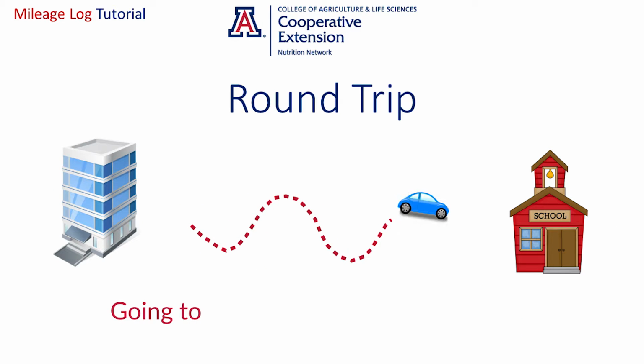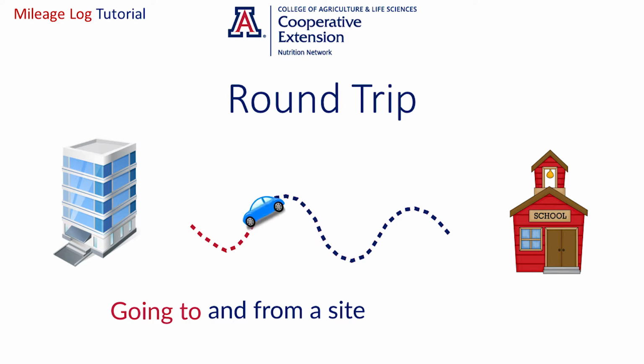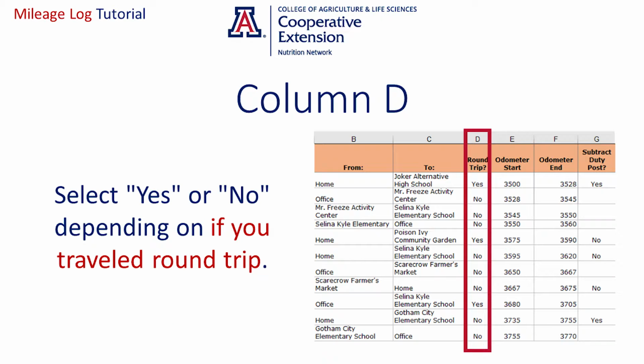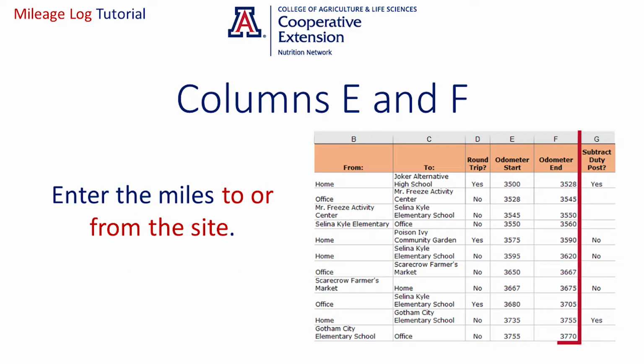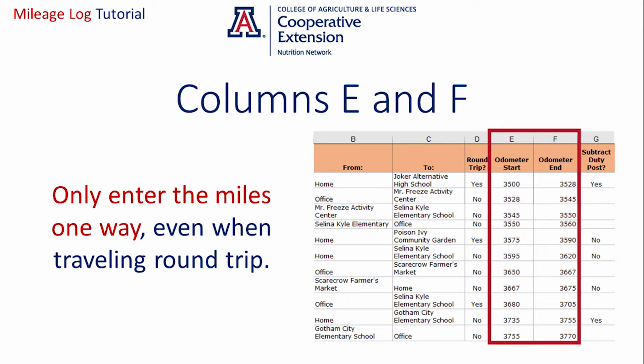Column D is where you denote whether or not this was round trip. If you traveled from one place to another and then back to your starting point, such as traveling from your office to a school and then back to the office, you would select yes in this drop-down list. If this was only one way, select no. Columns E and F are for the odometer readings for that particular trip. If you have denoted that this was round trip, only enter the odometer readings one way, as the form will automatically double the mileage if you have selected yes in column D.